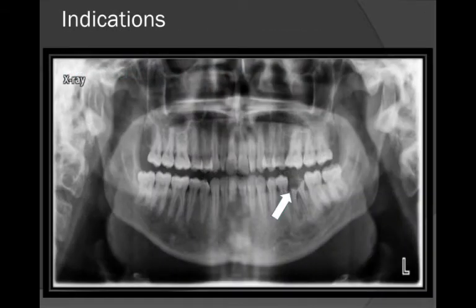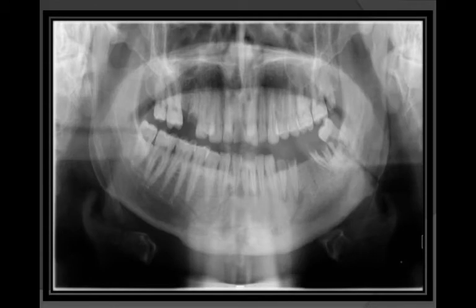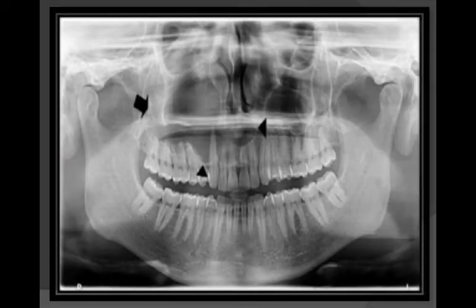Indication of OPG: general dental health evaluation for caries and pulp origin disease. See in this image we have dental caries. Here for trauma assessment for tooth or jaw fracture. In this image we see a mandibular fracture. OPG for infection evaluation, sinusitis. Sinusitis of the maxillary sinus affects the maxillary bone with destruction and displacement of teeth. Here sinusitis is marked.